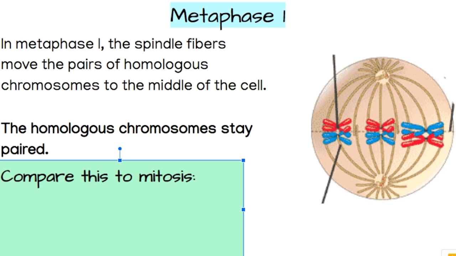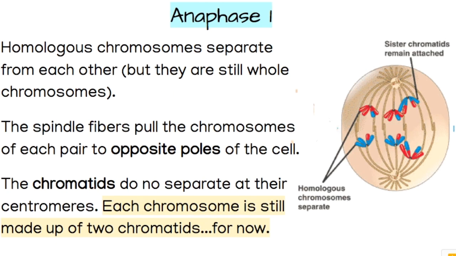Next, we have Anaphase 1. Homologous chromosomes separate from each other, but they're still whole chromosomes. So you can see here, it's kind of weird because it looks like the chromosome's being dragged from its middle and then it's folding in on itself. There are 4 little legs on there. Those would still be an X shape if you flatten them out. So there's a whole X being dragged from each of these to both sides.